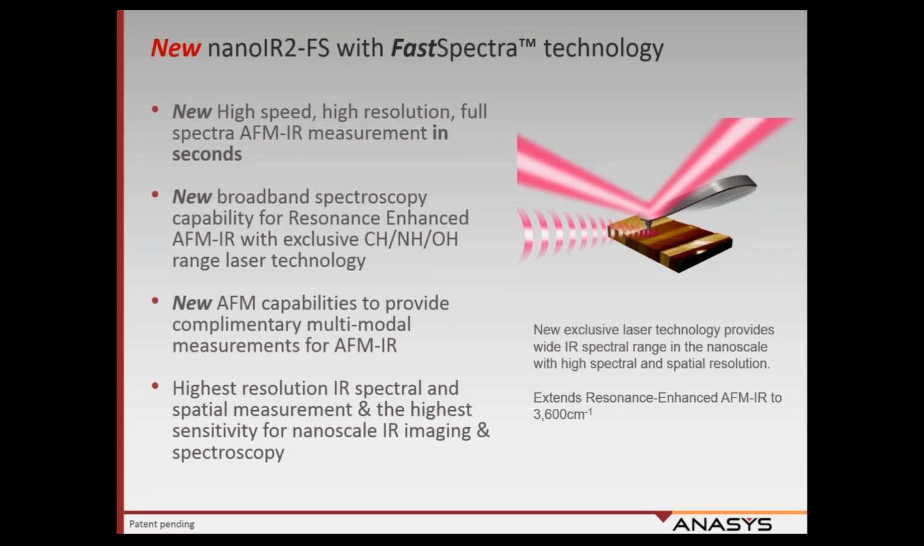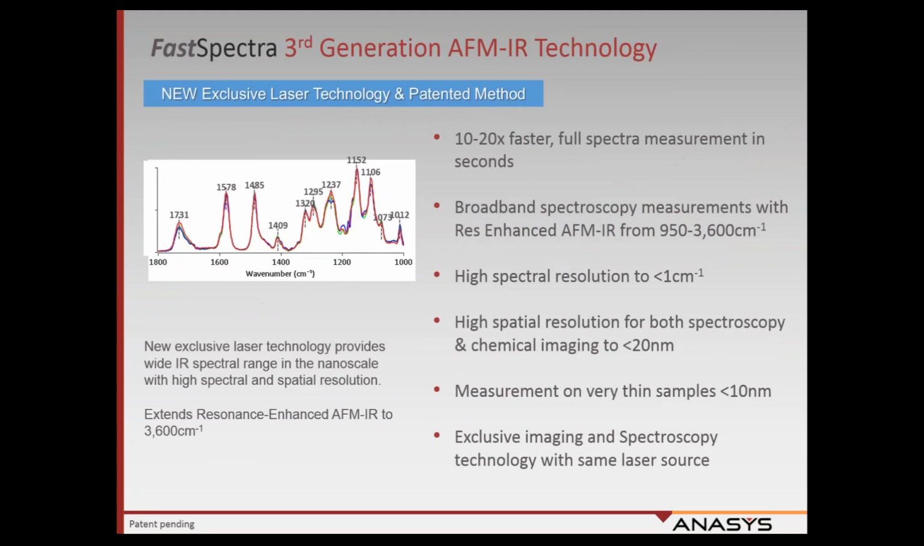So as Craig mentioned, we want to introduce a new NanoIR2 FS with fast spectra technology. This system has the new capability in terms of higher speed, resolution, AFM-IR measurements in seconds, and we'll be showing an example of that later in the presentation, as well as the incorporation of a new broadband source, which allows us to do resonance-enhanced AFM-IR in the high wave number range, or the short wavelength range. And then also for all of our products, we have some new AFM capabilities in terms of application modules, which we'll discuss.